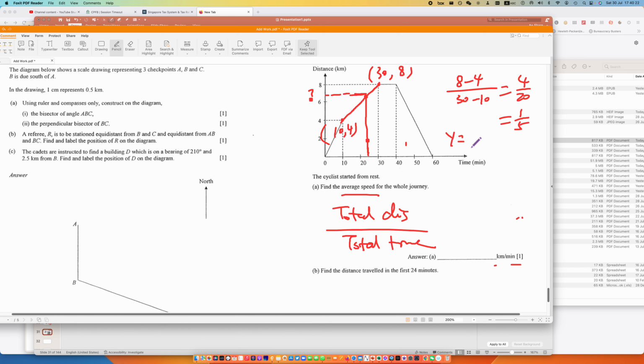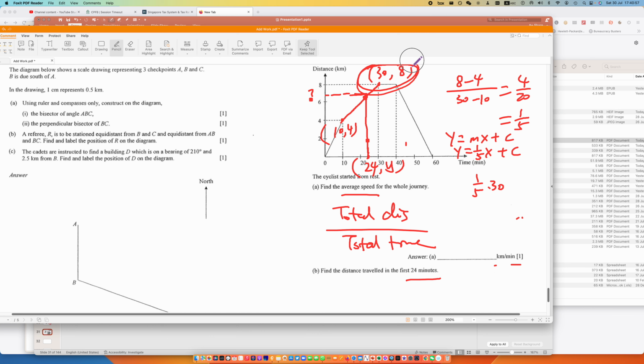Okay? So now, this is y equals to mx plus c, right? So I have the gradient equals to 1/5. What I need to do is I just put in one x and one y into it, then I get my c already. So I put in x is 30, y is 8, right? But now they want the 24, right? Can you see they want the 24 minutes? So it's 24, what is my y? So the y in this case is how much?